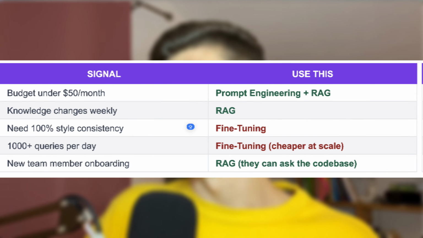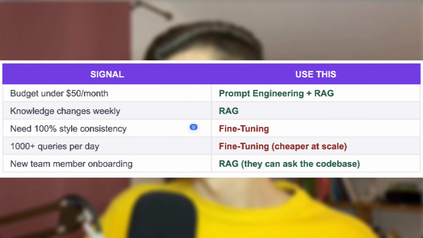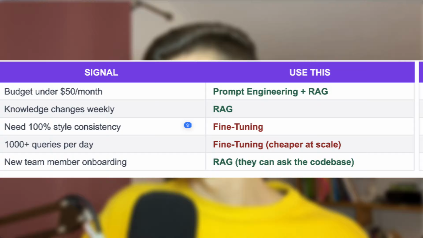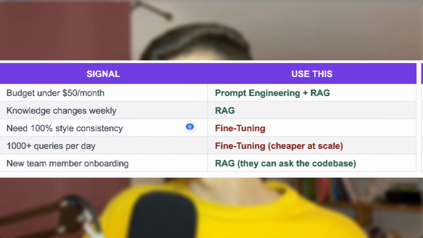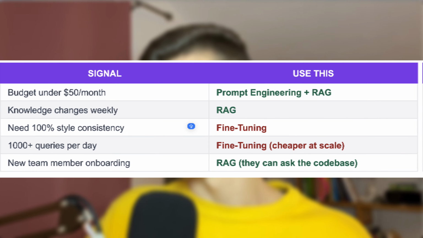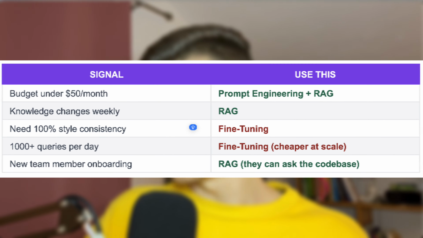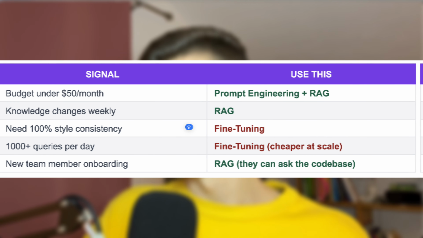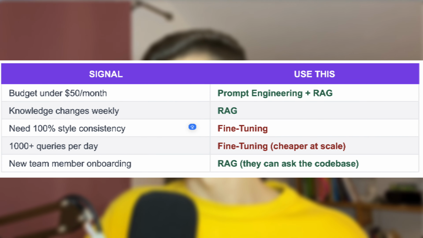If your budget is under $50 per month, that's prompt engineering plus RAG. Knowledge changes weekly, RAG. Need 100% style consistency, fine-tuning. 1000 plus queries per day, fine-tuning, cheaper at scale. New team member onboarding, RAG. They can ask the codebase.